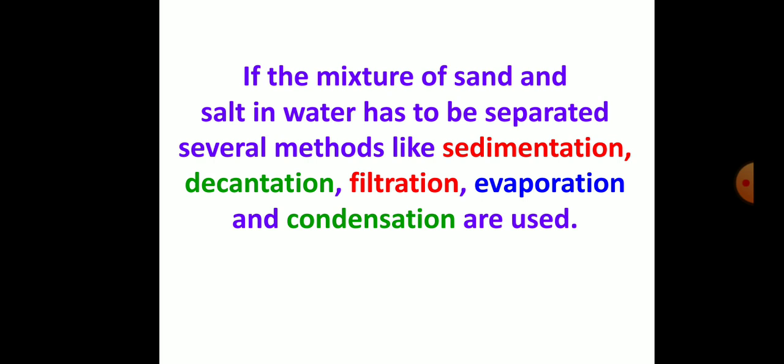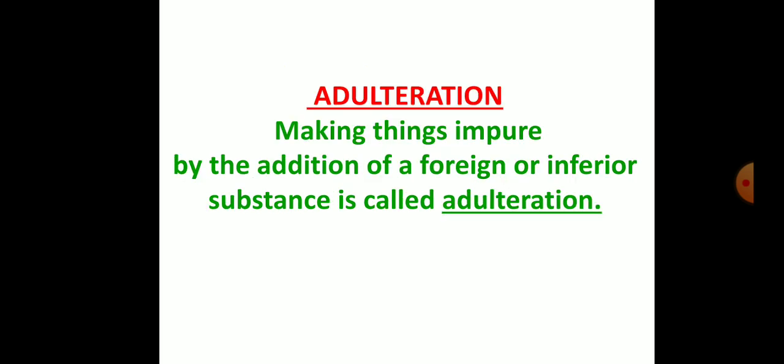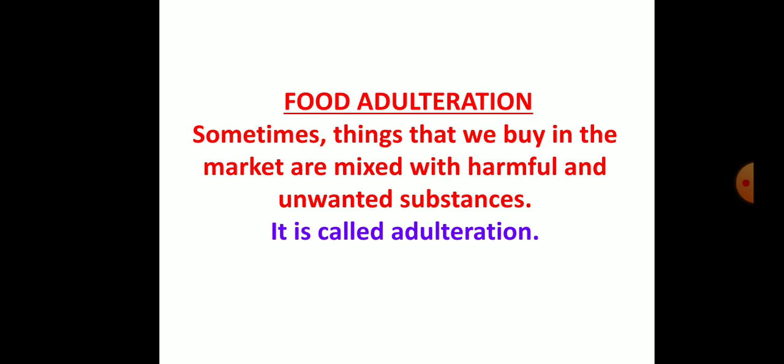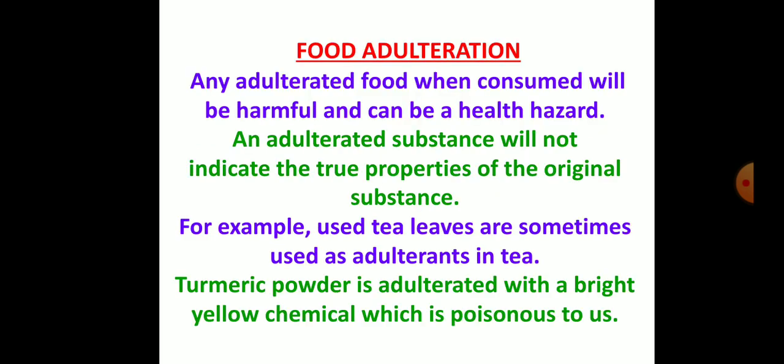Adulteration. Making things impure by the addition of foreign or inferior substances is called adulteration. Food adulteration. Sometimes things that we buy in the market are mixed with harmful and unwanted substances. It is called adulteration.